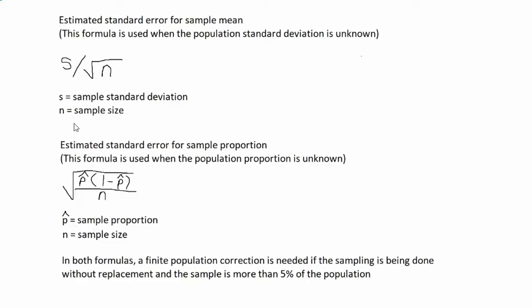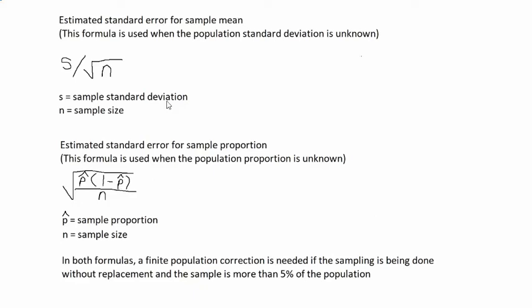So quickly to recap, when you calculate the estimated standard error for a sample mean, you use a sample standard deviation as a substitute for the population standard deviation. And when you calculate the estimated standard error for sample proportion, you use the sample proportion as a substitute for the population proportion. And in both formulas, the finite population correction is needed if the sampling is being done without replacement and the sample is more than 5% of the population.